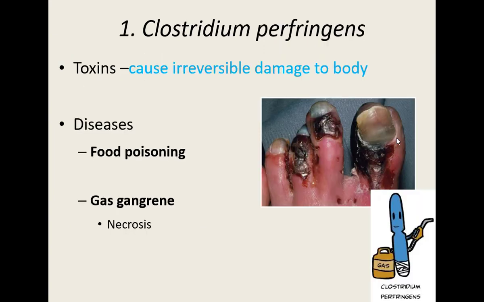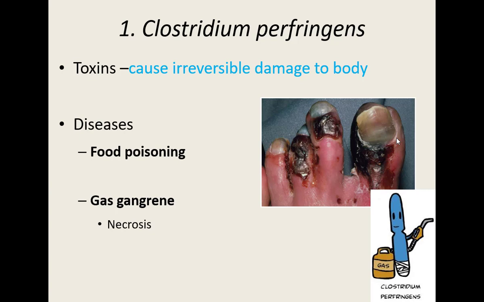Now, there are 4 Clostridiums. Our very first one is Clostridium perfringens. This is a bacteria that likes to get underneath the skin. It gets into an open wound, and it gets into the skin, into where it's an anaerobic environment. And when it grows, it produces toxins that cause irreversible damage to that tissue. Again, it has digestive enzymes. It starts to digest your skin from underneath.